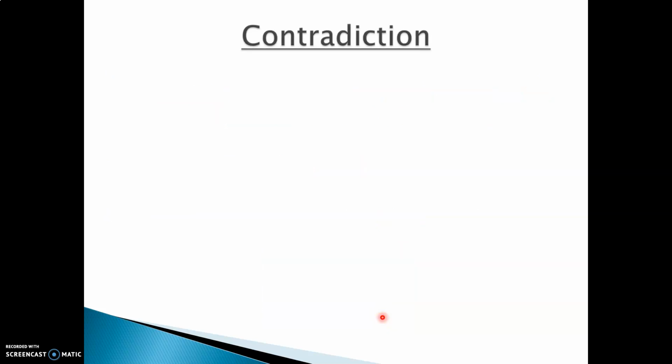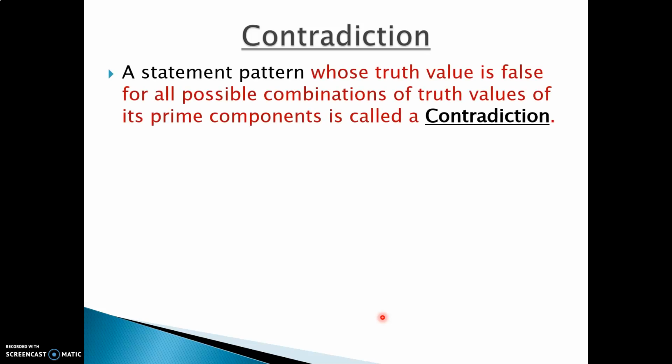Now contradiction. A statement pattern whose truth value is false for all possible combinations of truth values of its prime components is called a contradiction.